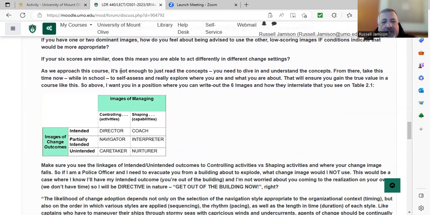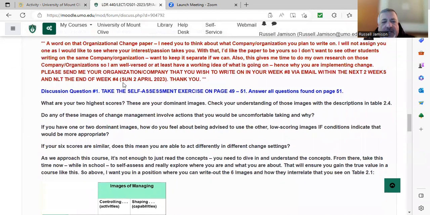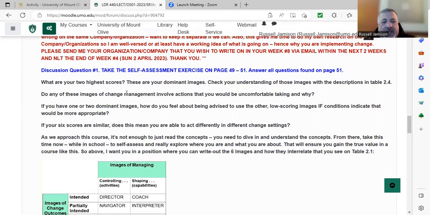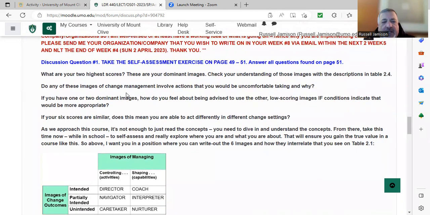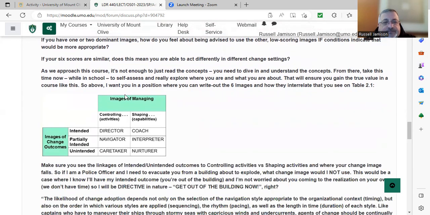So week 2, we got into images. This is one particular response, after the discussion question of taking a self-assessment exercise, pages 49 to 51. I wanted to find out from you all, what were your 2 highest scores? In other words, what were the change images that your self-assessment came up with?